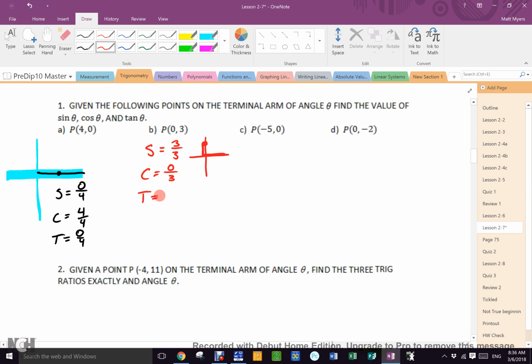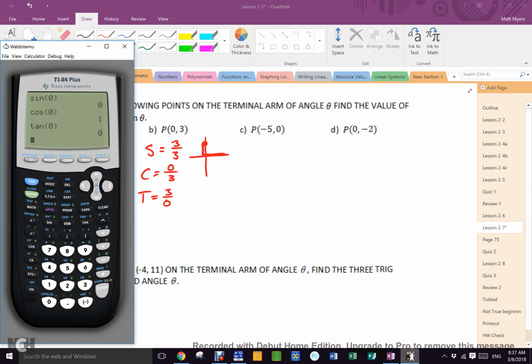And what is the tan? Just look back on your previous page if you can't remember. 3 over 0. Now, look on your calculator. What is the sine of 90? Lo and behold, it is 1. 3 divided by 3. Holy crap.